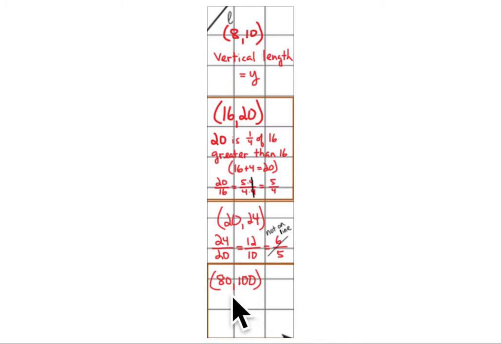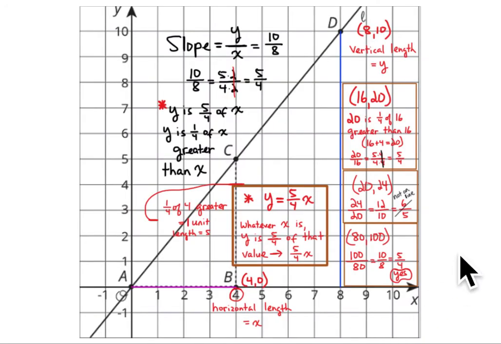What about 80, 100, an x value of 80 and a y value of 100? Well, that ratio is 100 to 80, which is the same as 10 to 8. Just divide both of these by 10, which is the same as 5/4. We had 10 to 8 before, so a ratio of 5 to 4. So yes, that is on the line. This is what it all looks like all together. So again, you're getting into some pretty complicated stuff here.